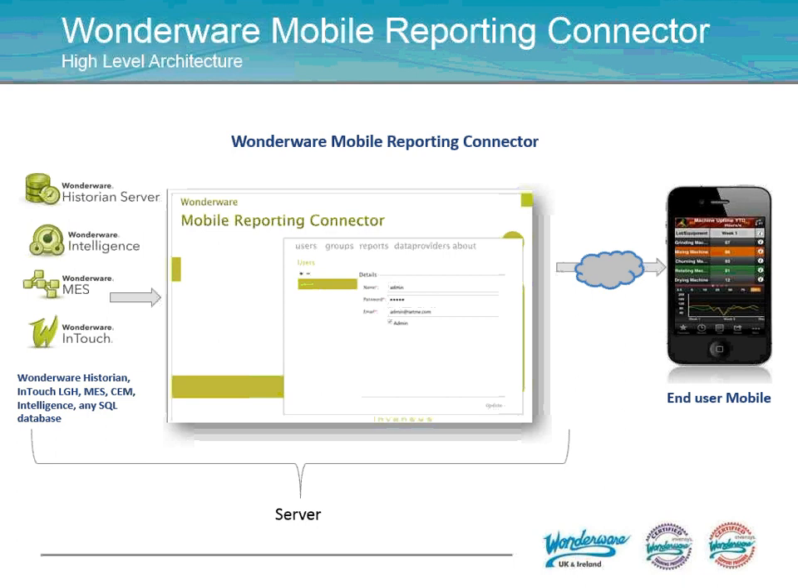And an overview of the architecture is that you have the different data sources, maybe Historian, maybe even MES data, or even InTouch itself. You can connect to the log files within InTouch. And then this is pushed out from the mobile report client, reporting connector, to the SmartGlance app, to the end user.